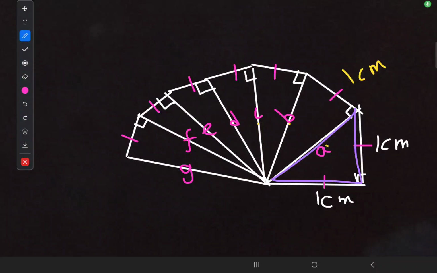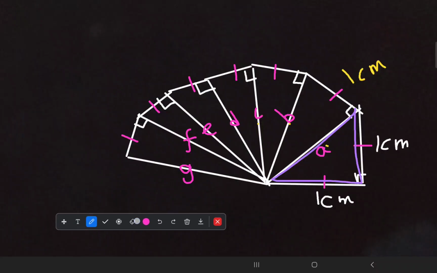In this question, we have to find the magnitudes of A, B, C, D, E, F, G. Those are the respective hypotenuses of each triangle. Okay, let's try to work on our first problem. Let's find A. The A measurement means the hypotenuse of this triangle.